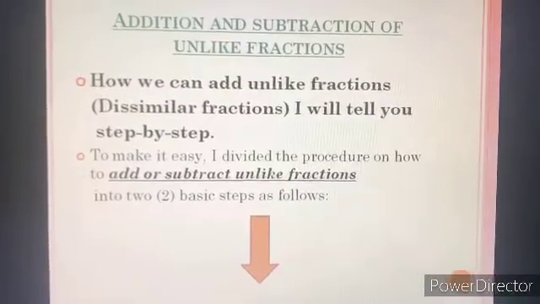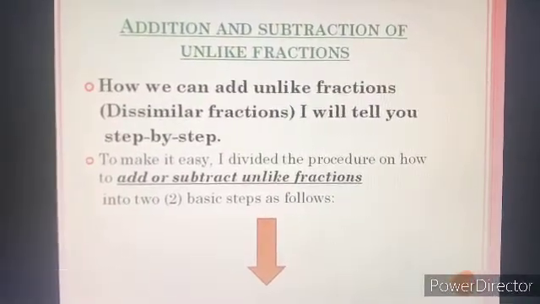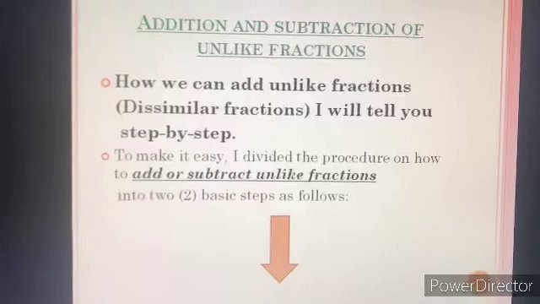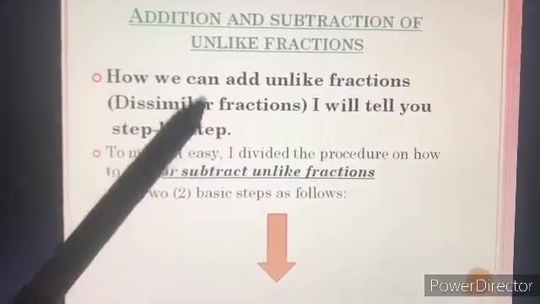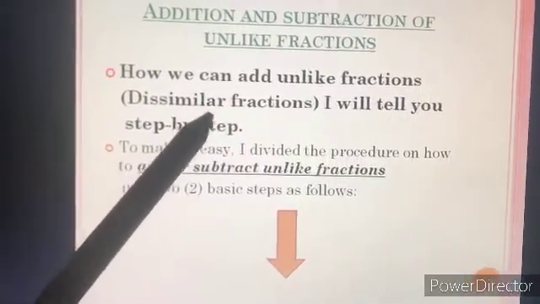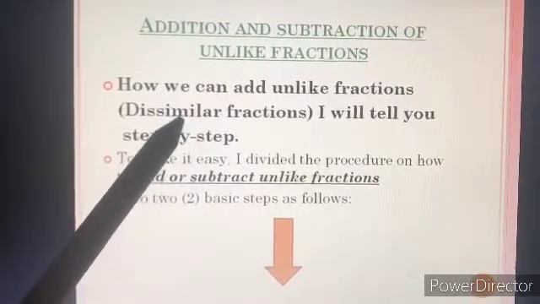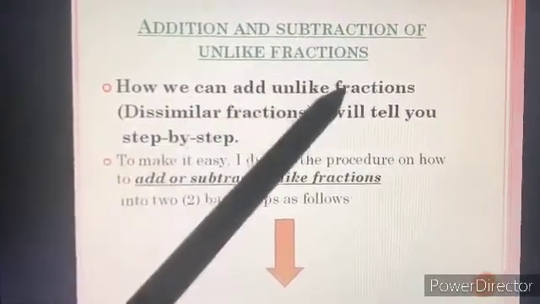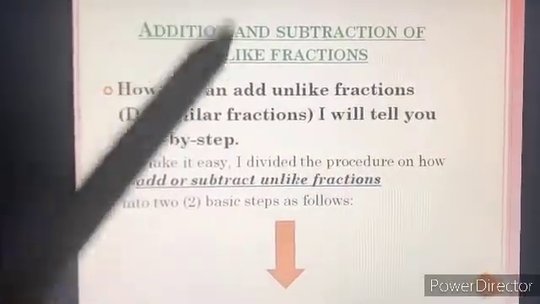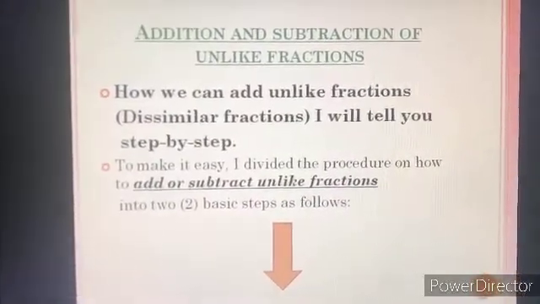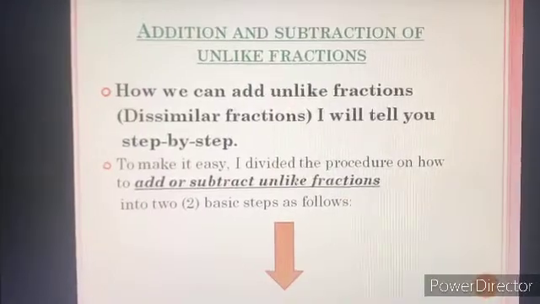How can we add unlike fractions? Dissimilar fractions means all those which are not the same. Why? Because their denominators are not the same. So those are unlike fractions. I'll tell you step by step, okay? I will show you, I will repeat with you many times.